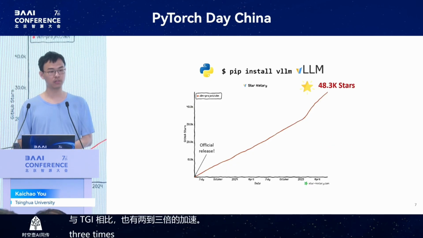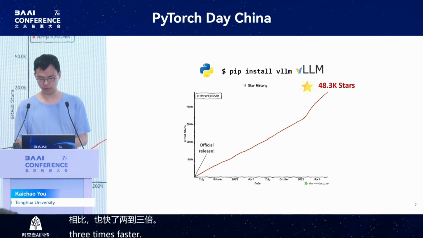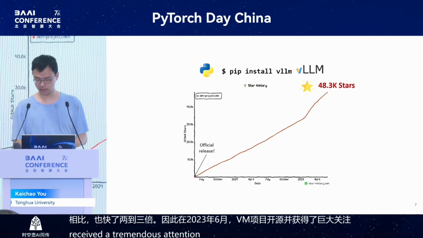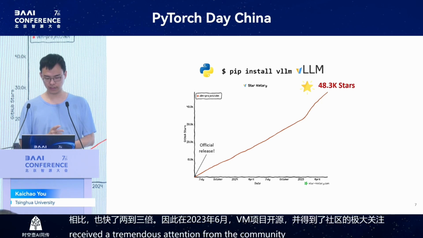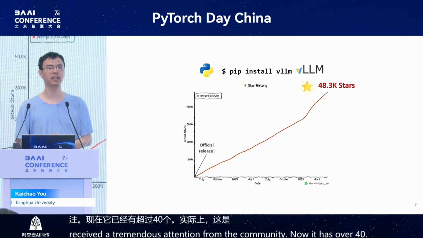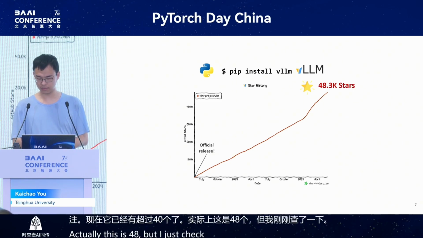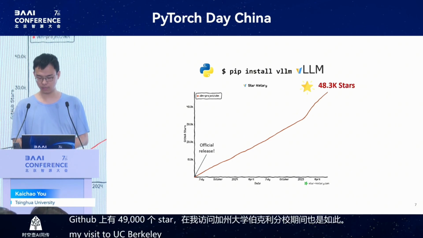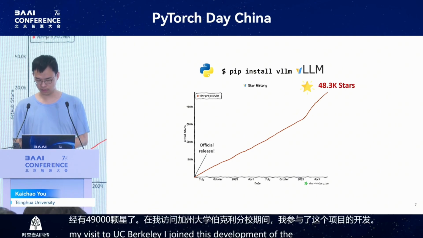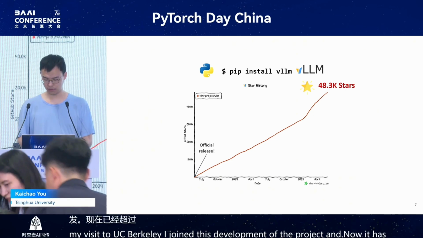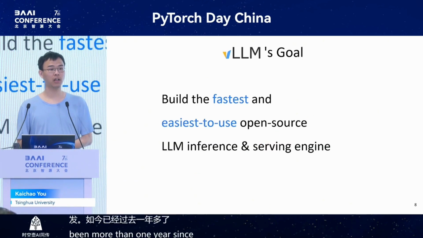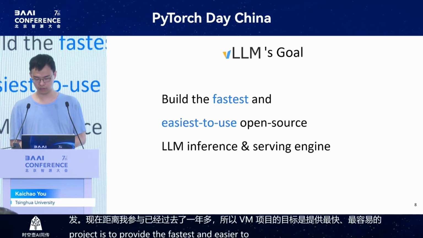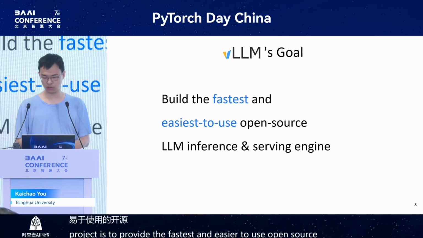So in June 2023, the vLLM project was open sourced and received tremendous attention from the community. Now it has over 48,000, actually I just checked, it's 49,000 GitHub stars now. And during my visit to UC Berkeley, I joined the development of the project, and now it has been more than 1 year since I became involved. So the goal of the vLLM project is to provide the fastest and easiest to use open source LLM inference and serving engine to everyone.